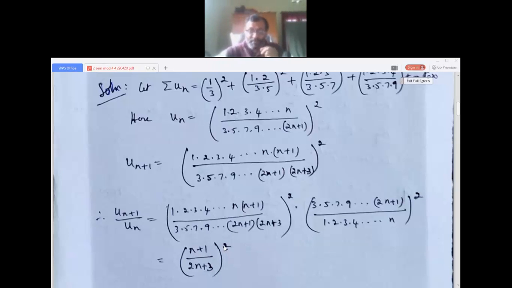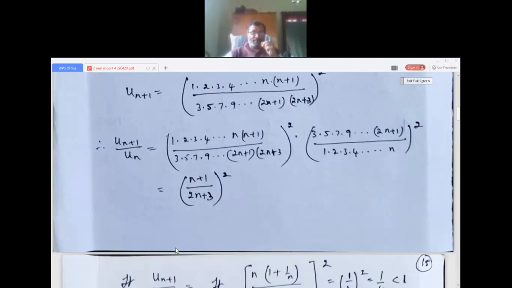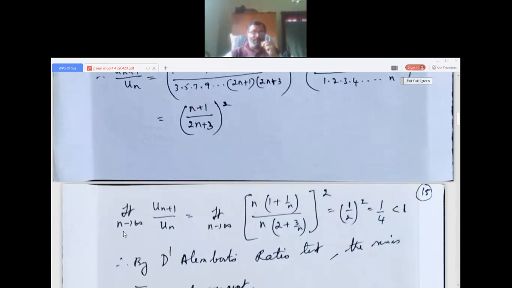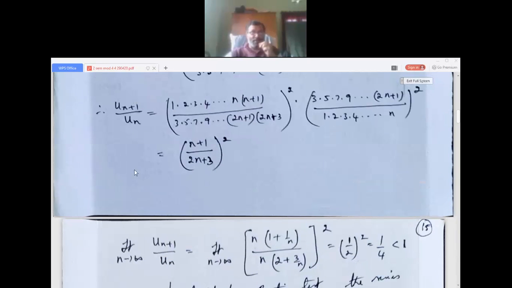So this will be u(n+1) divided by u(n): n plus 1 divided by 2n plus 3, whole squared. Now, when you apply the limit to this, limit n tends to infinity of u(n+1) divided by u(n), you have to apply the limit here.